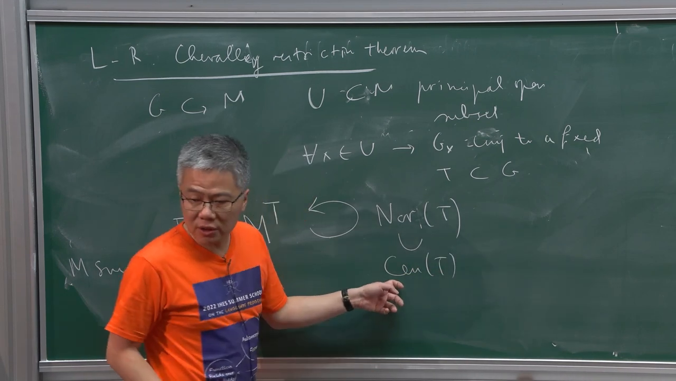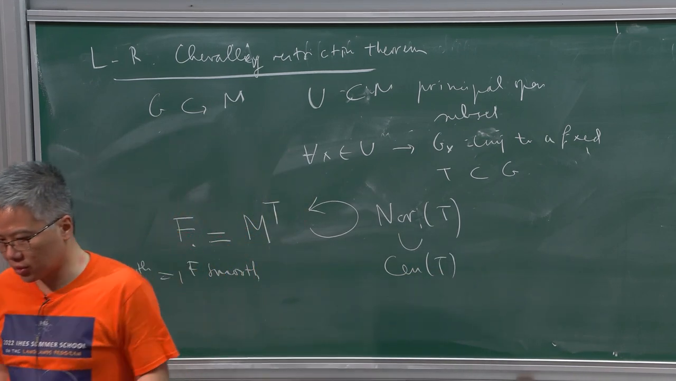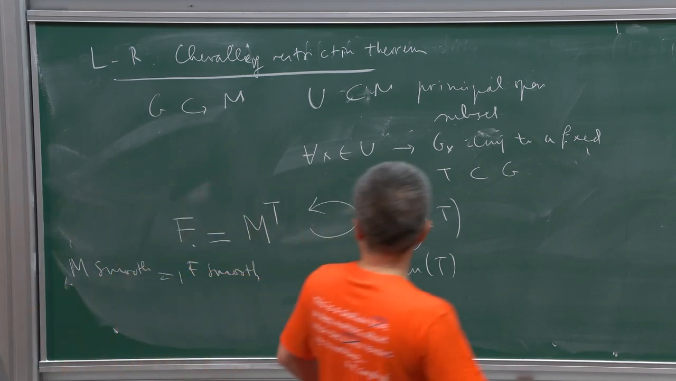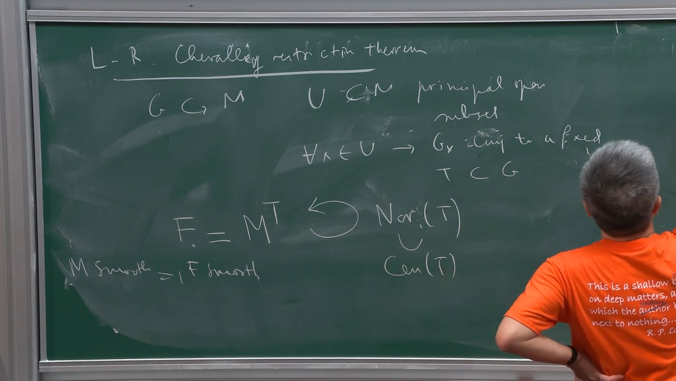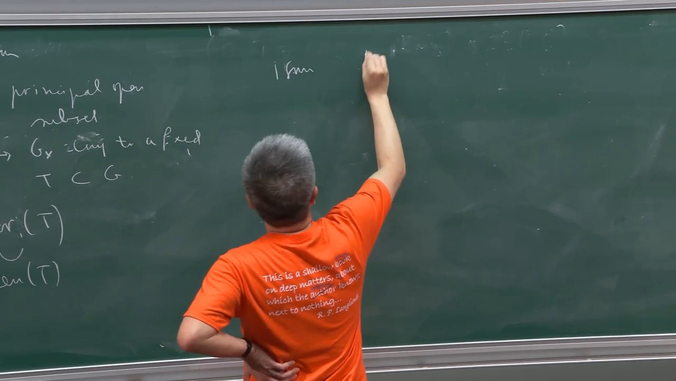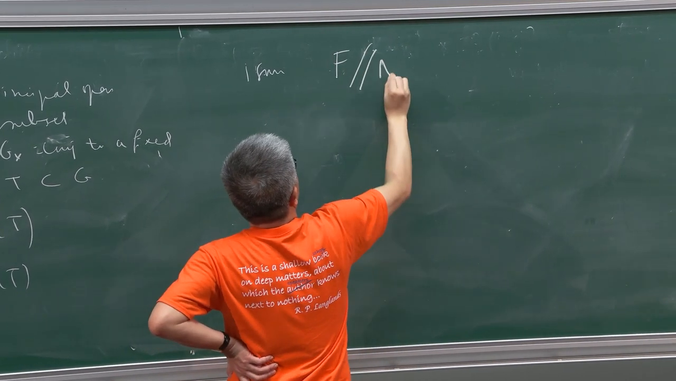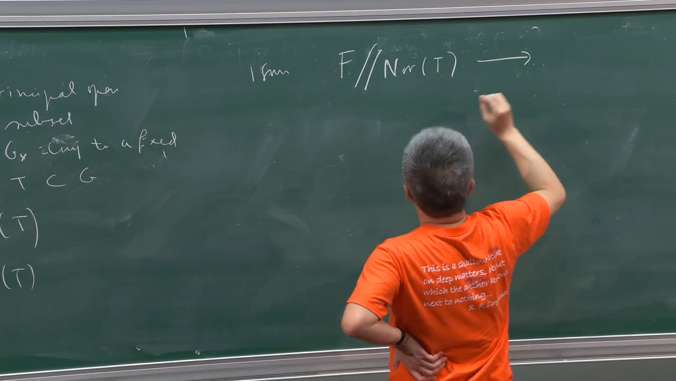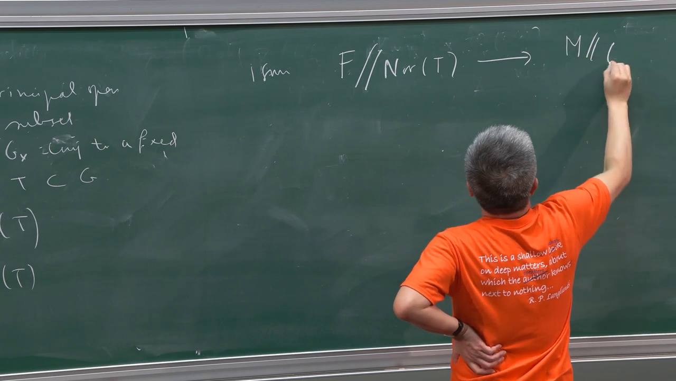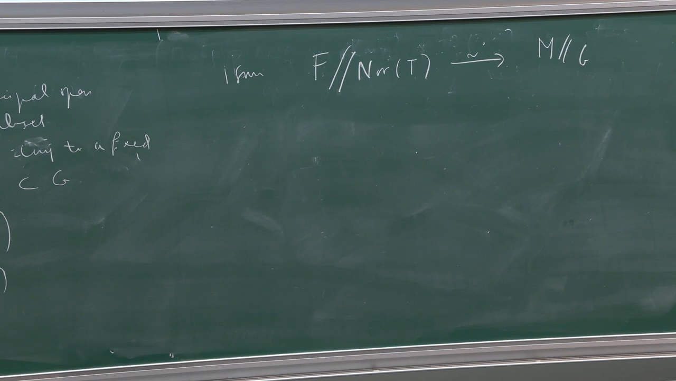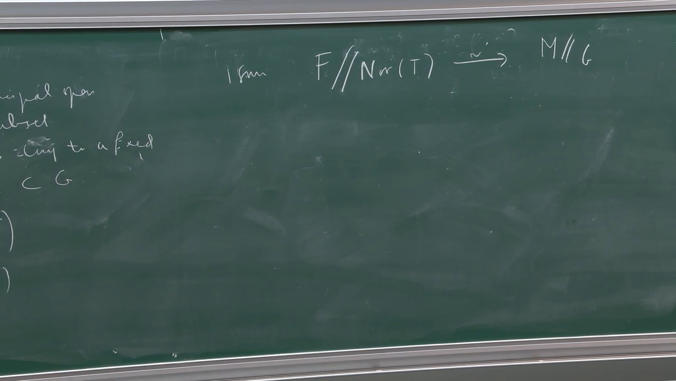But it doesn't act trivially, so you have to be careful. Not like in the adjoint case, the centralizer may not act trivially. But the theorem is that you have the isomorphisms between M, F mod normalizer of T and M mod G. So this is a Luna retraction theorem. There may be something that I forget, but it is what it says. Then it's very, very general.